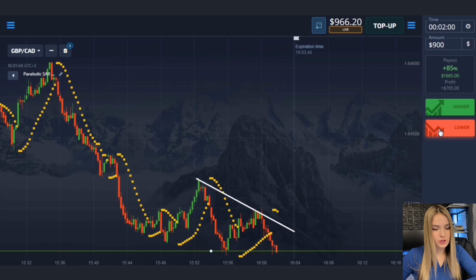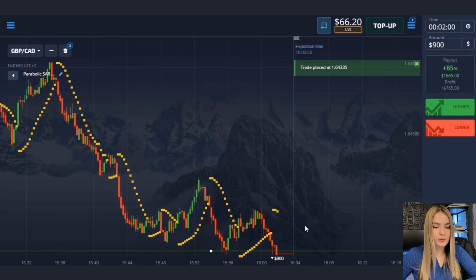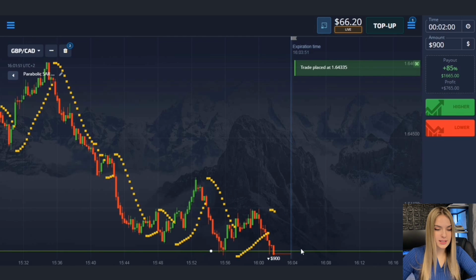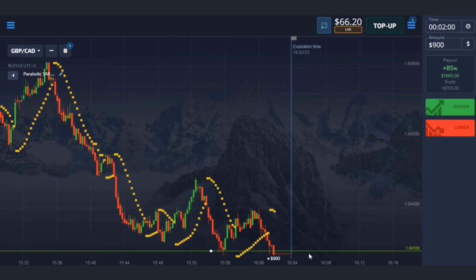I think that in this situation the level will be broken. Meanwhile, the price is already passing through this level. So friends, let's wait for the end of our deal.